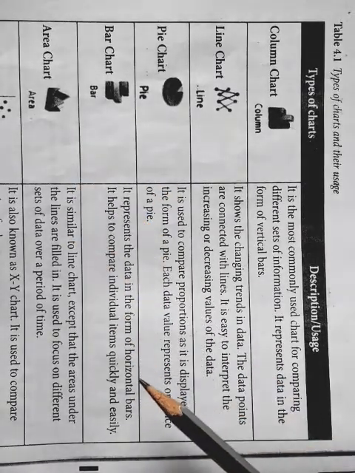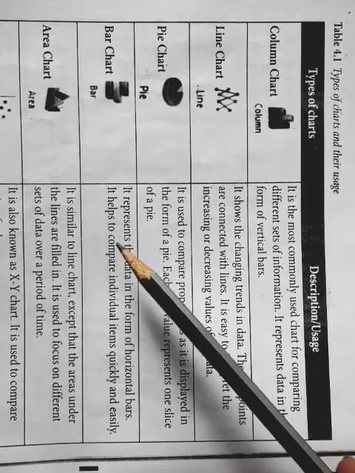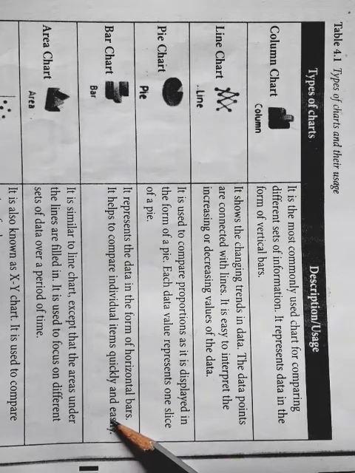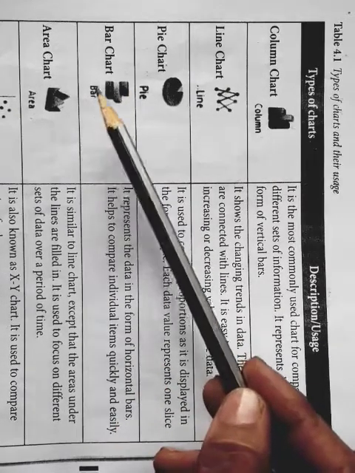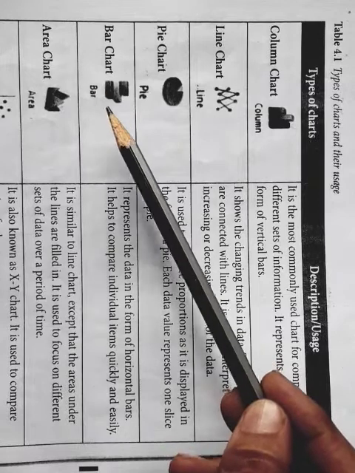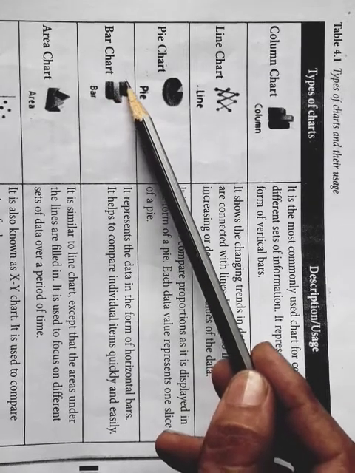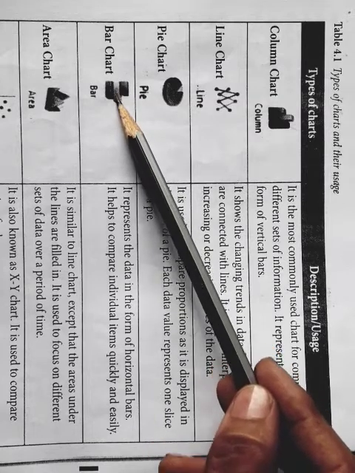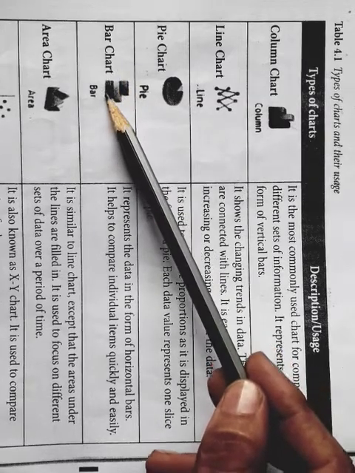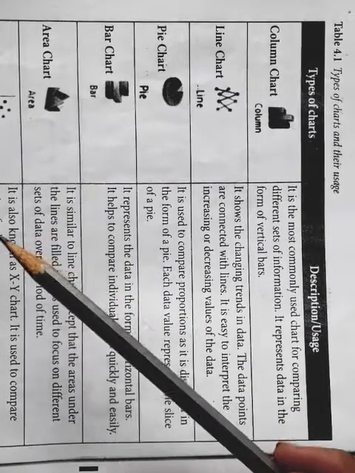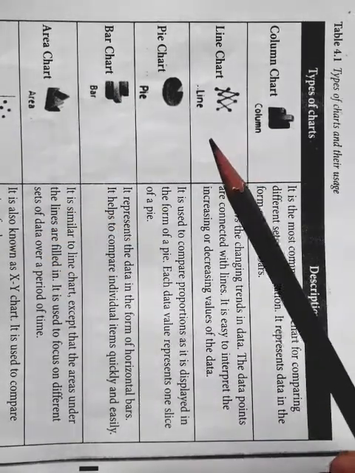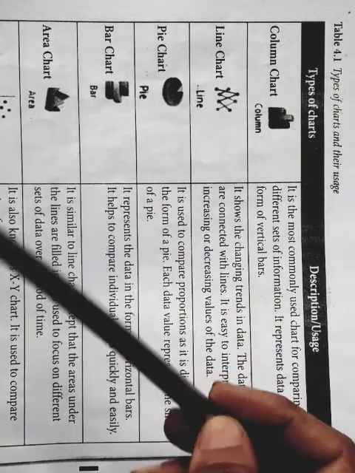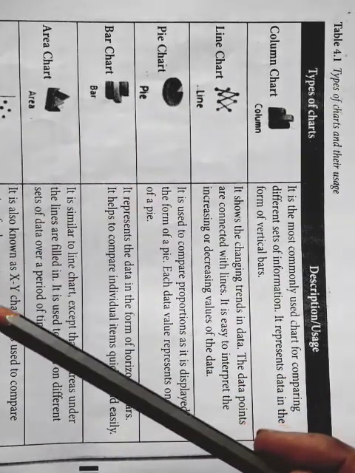Just now I told you, it helps to compare individual items quickly and easily. So this bar chart is basically used to compare individual values. This is the data for an individual item. This will be the data for an individual item. This will be the data for an individual item. The remaining types of charts we will see in the next session.